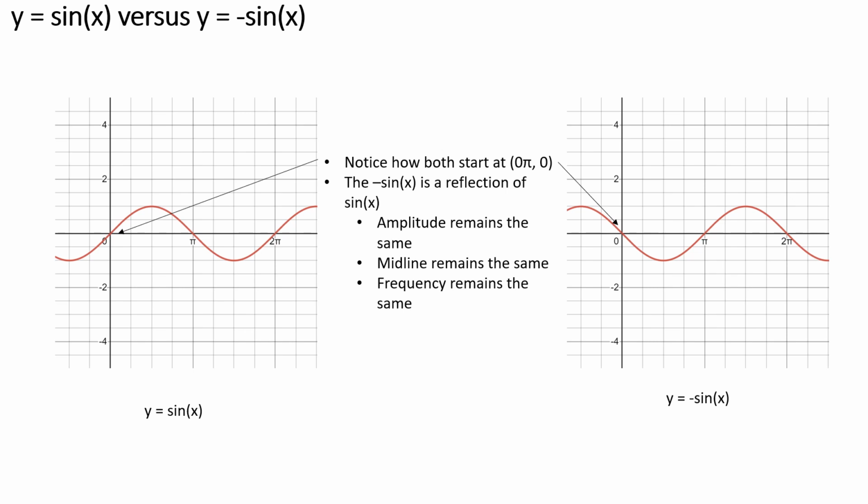Now, just some basic things here. When you look at y equals sine x versus y equals negative sine x, they look very similar, except the sine x versus the negative sine x are reflections of each other. Notice how this one, that starts at 0, is going up, and this one starting at 0, negative sine x, is going down.